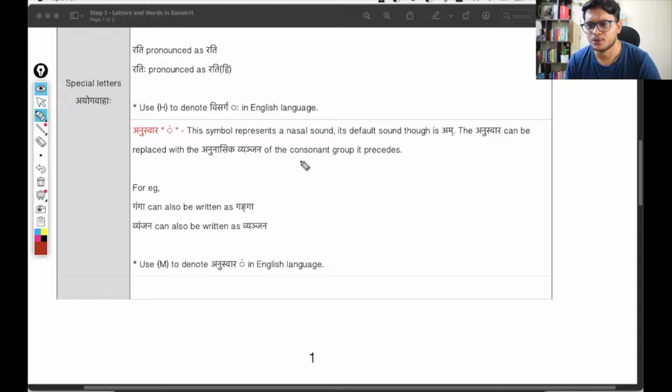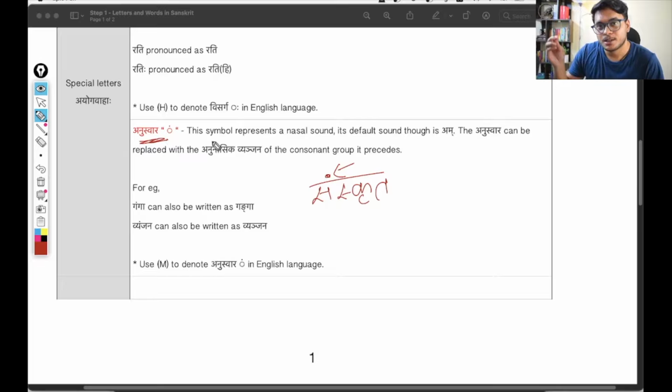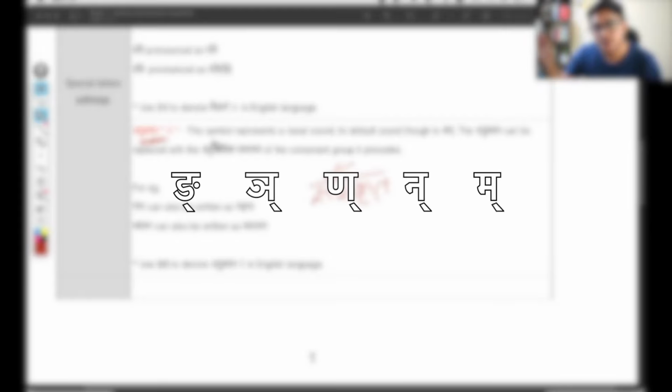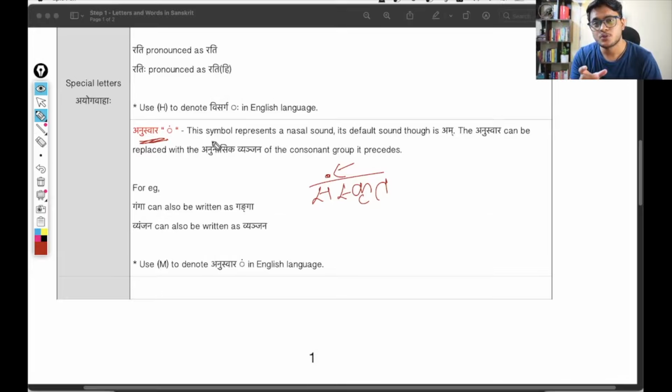We have anuswar in Hindi also. So you might have seen this word. Okay, we take a common word, this. I'm sure you might be aware of this word. So this bindu is called anuswar. And anuswar simply represents the nasal sound. So if you remember, you had 5 nasal consonants, right? Nga, nya, na, na, ma. And then you have a symbol for it. And that symbol is anuswar.